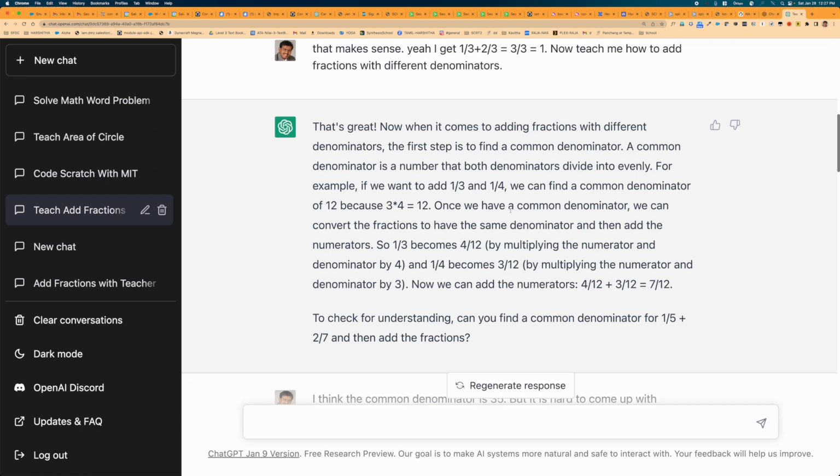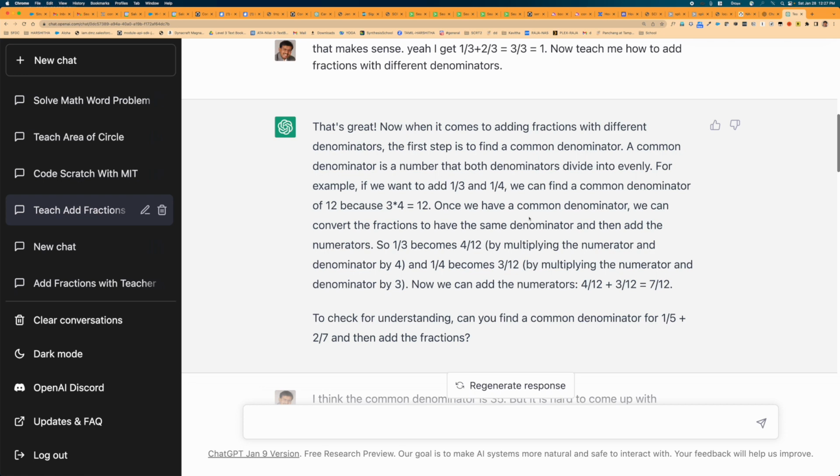It is telling me that we have to find the common denominator first. So it gives an example, 1/3 plus 1/4. The denominators are different, so we have to find the common denominator, which can be done by multiplying 3 and 4 to get 12. So now we have one common denominator.